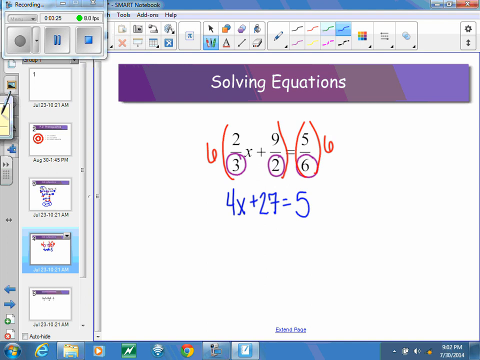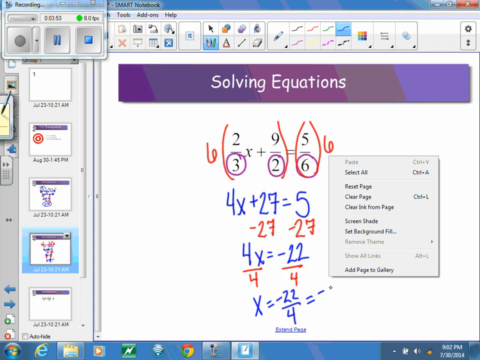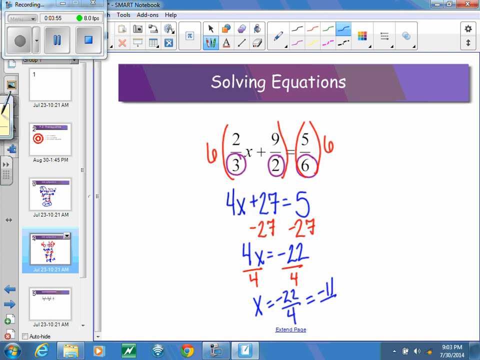So now that my fractions are all gone, now I just have a 2-step equation here where I can subtract 27 from both sides. So 4x is equal to negative 22. And we're going to divide by 4. And we end up with x is equal to negative 22 fourths. Now negative 22 fourths, we can simplify that. We can divide both of those by 2. So I get negative 11 halves.